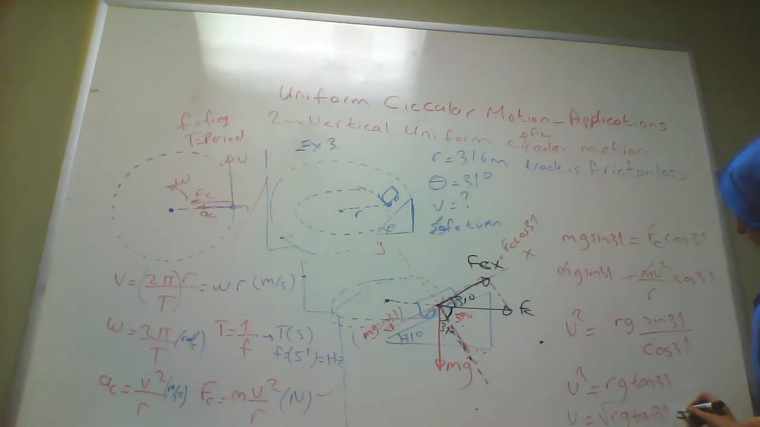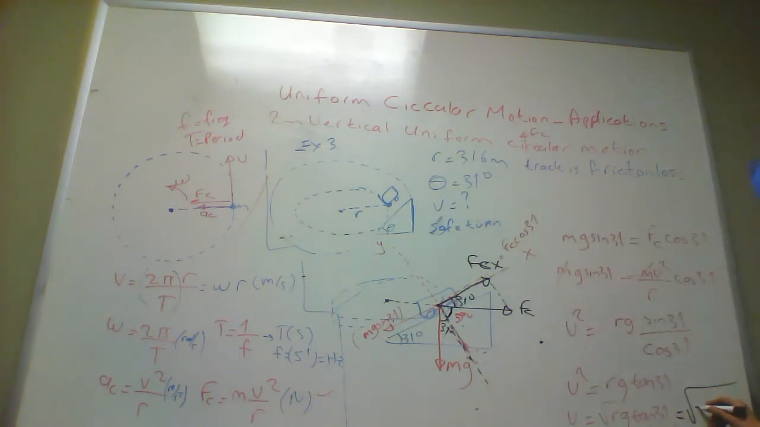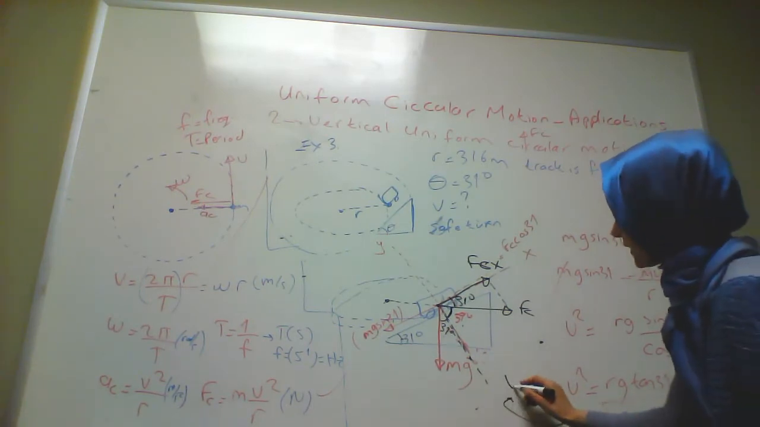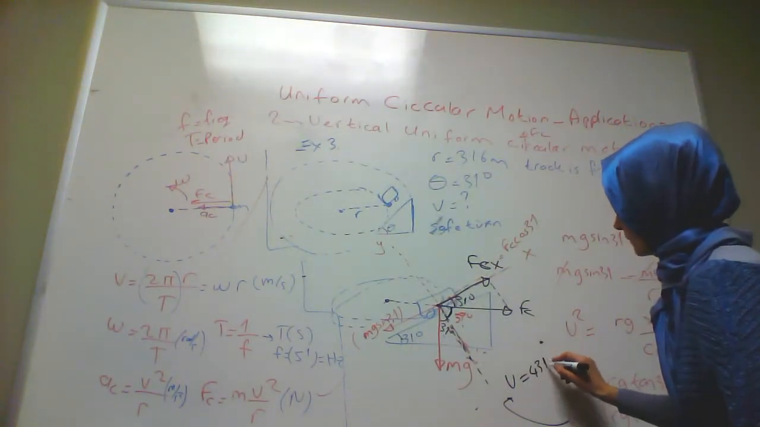And we can solve for this. We know r, 316, times g, 9.8, times tangent 31. From here, you should find v as, let me see my answers, 43.1 meters per second.